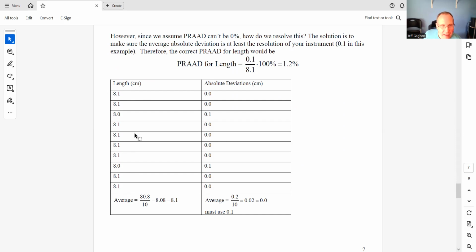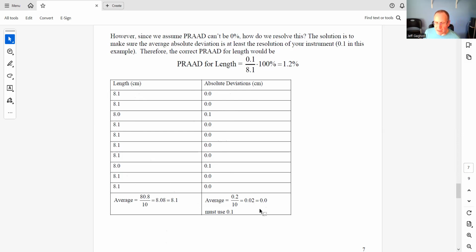So if I go to calculate PRAD, I would average these first, round to one place. Of course, I'm going to get 8.1. Find all my absolute deviations, which obviously in this case, most of them are going to be zero, right? The only two that are not going to be zero is the one associated with the 8.0, 8.0. Those are both going to be 0.1 for the absolute deviations. But notice here, if I average these and round to one place, right? First of all, if I average these, I'm going to get 0.02. But if I round to one place, I'm going to get 0.0.